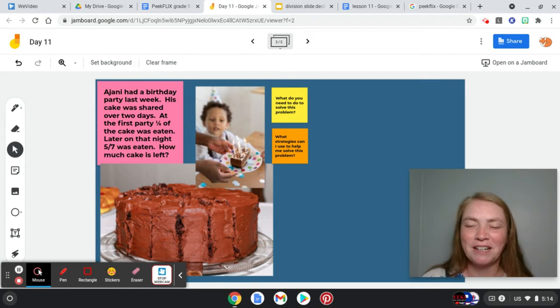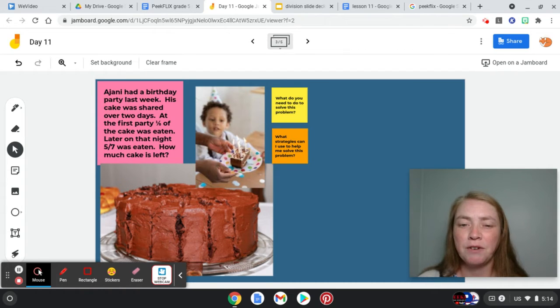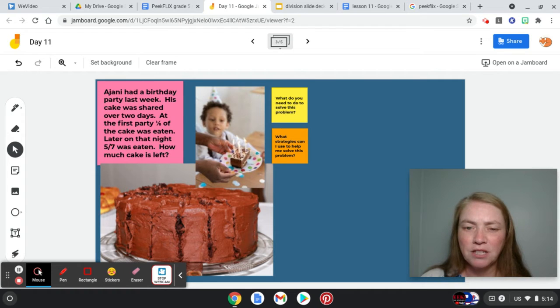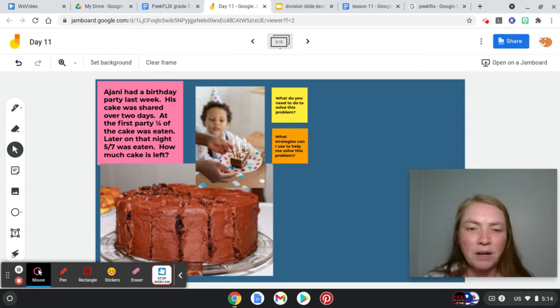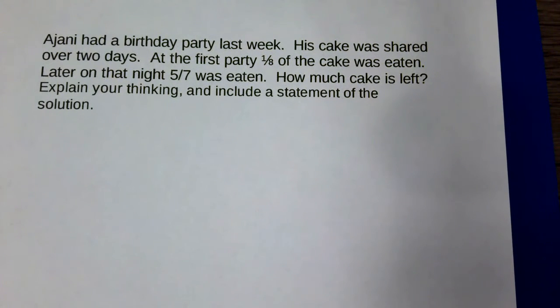This is a little tricky because you don't necessarily know where to start, and I'm going to help you out with that. So the two questions that we're really focusing on: what do you need to do to solve this problem, and what strategies can I use to help me solve this problem? All right, get your thinking caps on, get ready to do some math. We're going to go to the side paper, work through this problem, and then you'll be able to work on your own.